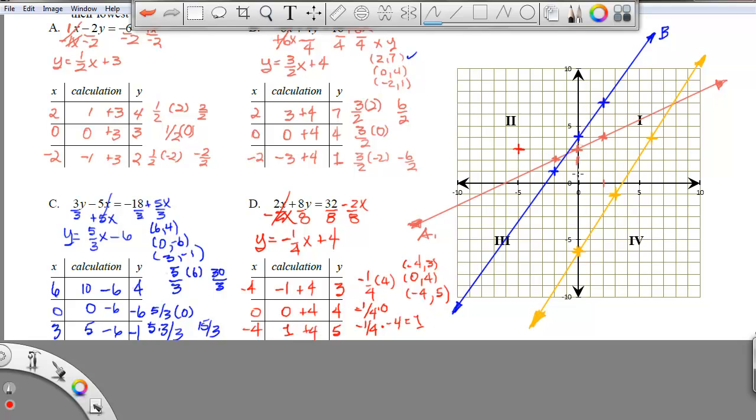0 and 4. I've already got a point there, so it's going to cross right there. And then my last point is a negative 4 and 5. A negative 4. 1, 2, 3, 4, 5. Well, what do you think about that? What's wrong with that? There's something wrong. Oh, it's way out of line.